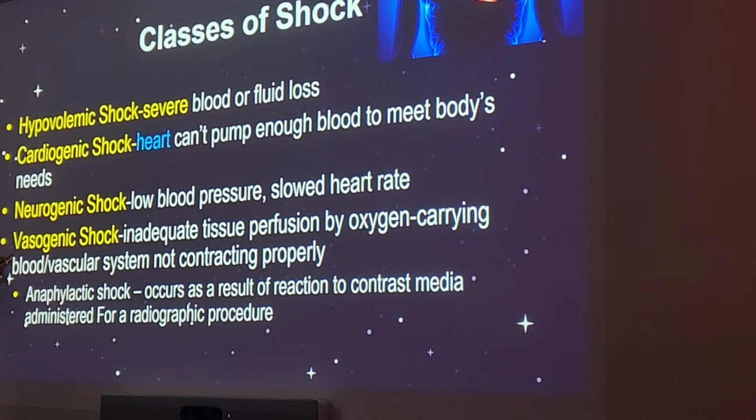Vasogenic shock is when your tissues are not getting enough perfusion. So basically they're not getting the nutrients and the oxygen that they need to function properly. And then anaphylactic shock is a type of vasogenic shock. So that would fall under this. And that is a severe allergic reaction. Most of the time it happens when there's a contrast reaction, like in CTs.